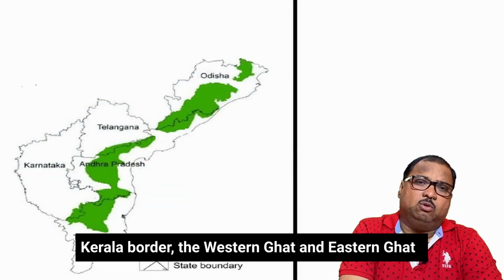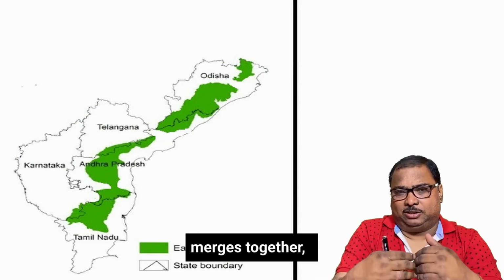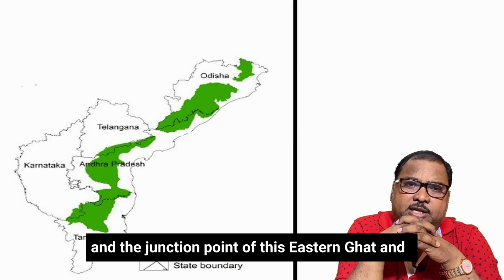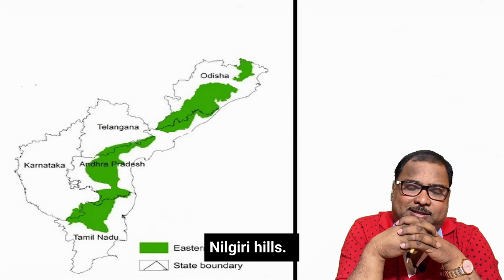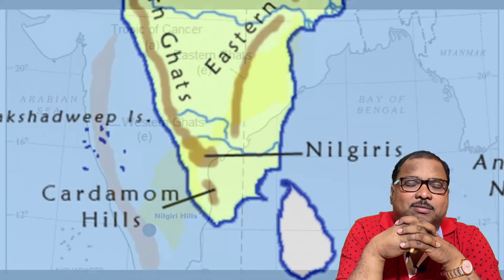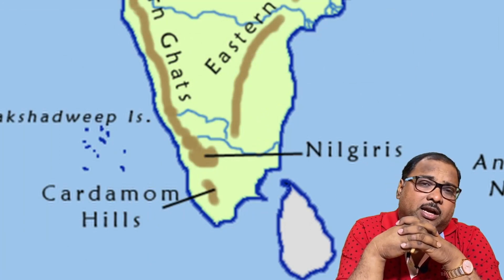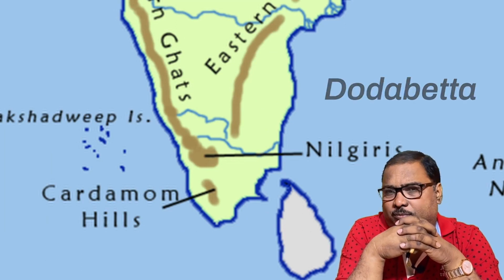On the Tamil Nadu-Kerala border, the Western Ghat and Eastern Ghat merge together, and the junction point of the Eastern Ghat and Western Ghat is known as Nilgiri Hills. Nilgiri is famous for Ooty, it is famous for Toda tribes, and the highest peak of Nilgiris is Doda Betta.